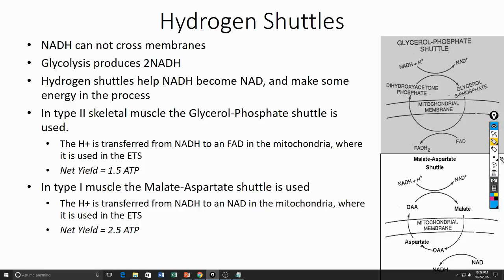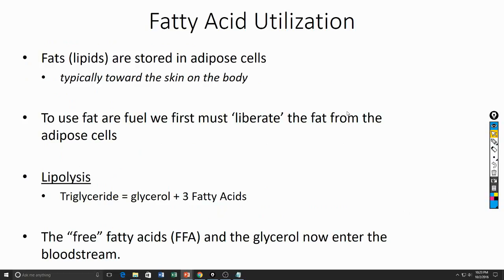Alright, let's move on. Alright, let's talk about fatty acid utilization now. Okay, so we've talked about how we can take glucose and tear it down. We've talked about the immediate system. Alright, so let's talk about fatty acids real quick.